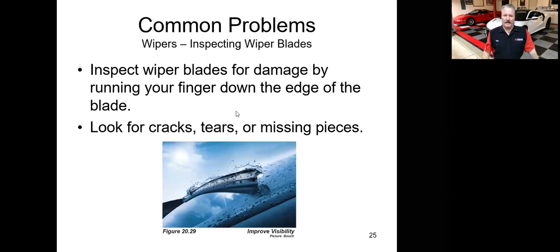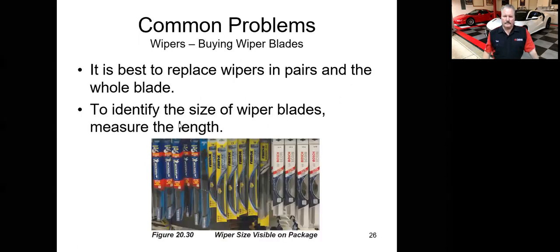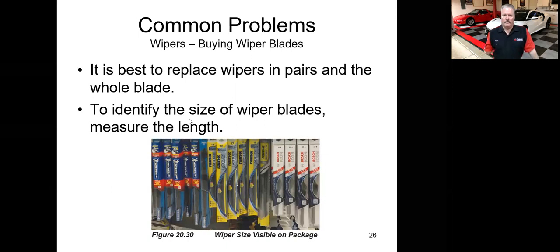Inspect wiper blades for damage. If they're torn right down in here, you know, we should change those things, right? My recommendation would be to replace the wiper blades in pairs. You know, if you're gonna do the left front, do the right front. Sometimes they're different sizes, so you wanna make sure that you get the proper size. You can measure them. And of course, at a lot of auto parts stores, they got a little computer or a book you can look up to see which size goes on there.